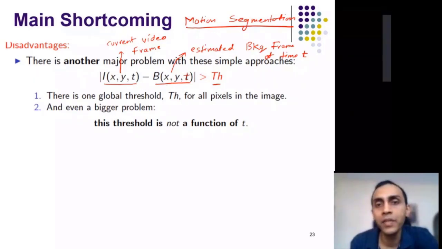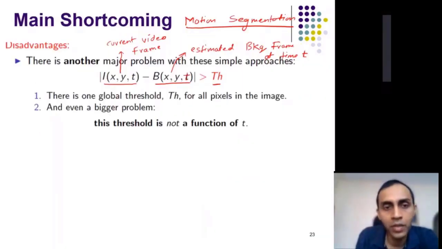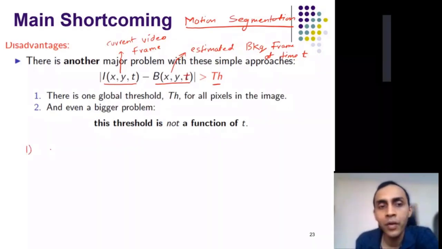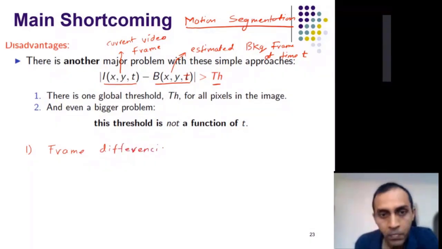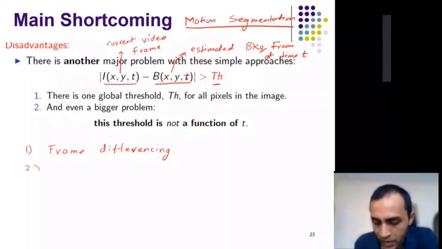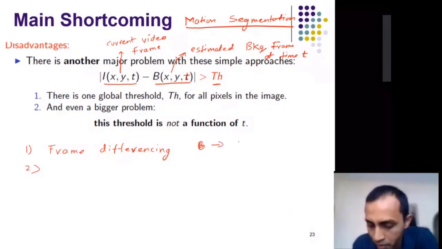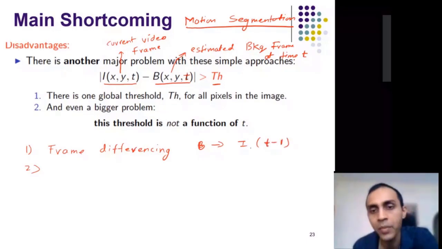And in the last class, we saw three methods for estimating our background. One is simple frame differencing, where our background is simply the image at time instant t-1 or t-k, some previous image frame.